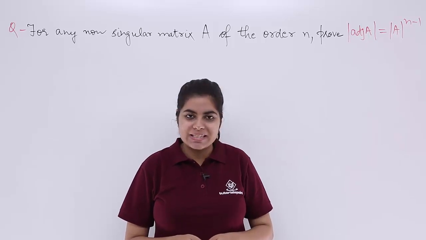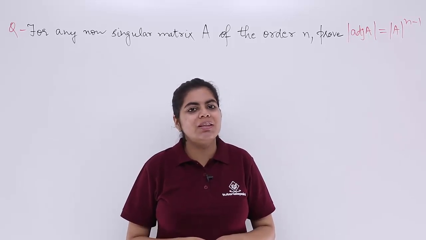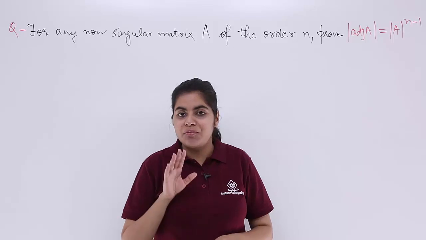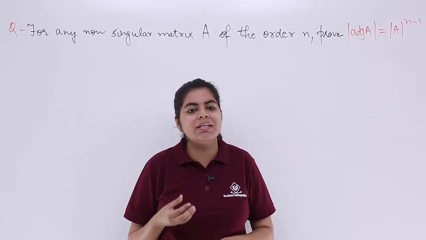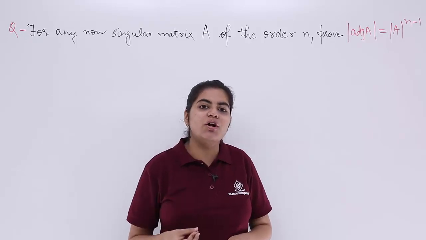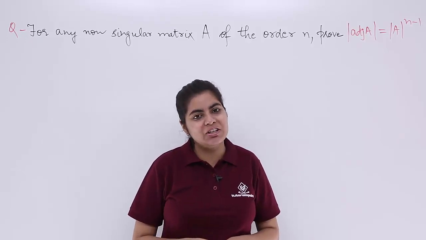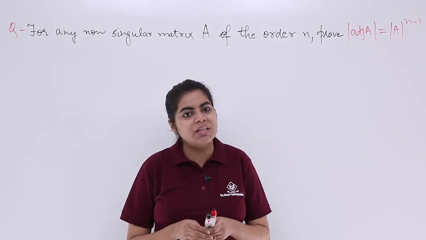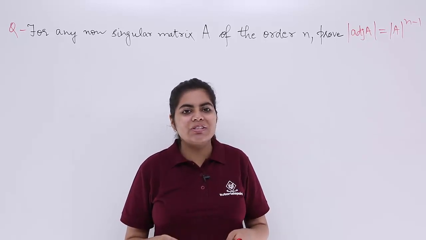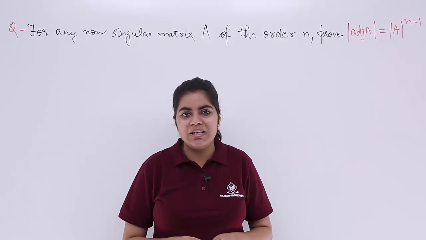In this video, let's see a proof question based on the adjoint of a matrix. We already know what a matrix is, how to calculate the adjoint, and also what we mean by singular and non-singular matrix. In this video, we are going to see a proof question based on the adjoint. Let's see what the question has to say and let's get started with the solution.